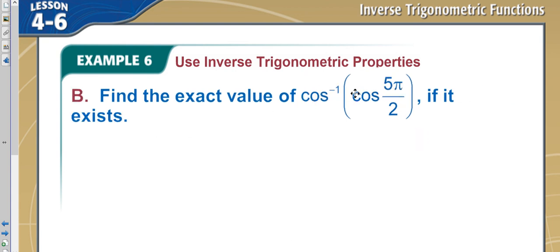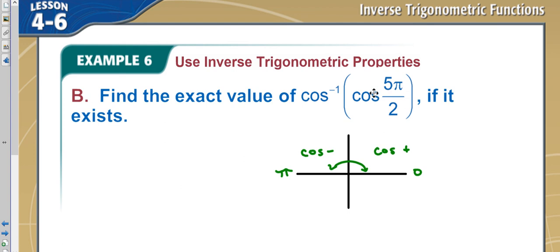Here, these two also cancel. The question is, is this within the domain? Remember, cosine exists in the first quadrant. The first one that's positive is here. This is also positive, so it's not going from there. This is the first one where it's negative, over there. So it exists anywhere between these two values, so from 0 to pi. But look up here: we have cosine of 5pi/2. That's going to be a problem.